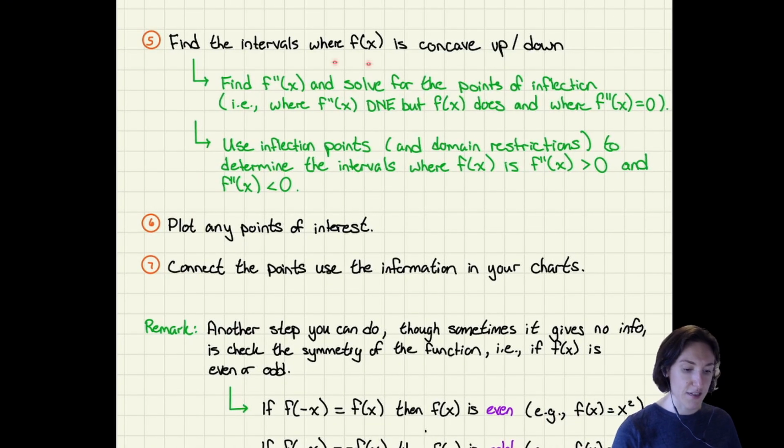Okay, find the intervals where f is concave up or concave down. This is when you find the points of inflection. Okay, so you have to take the second derivative, set it equal to 0, and then those are points of inflection. Also, similarly, if your f double prime does not exist at a point, but your function does, that's the other type of point of inflection that you can have. Once you have these points of inflection, it again tells you how to split up your domain in order to see where the function is concave up or concave down.